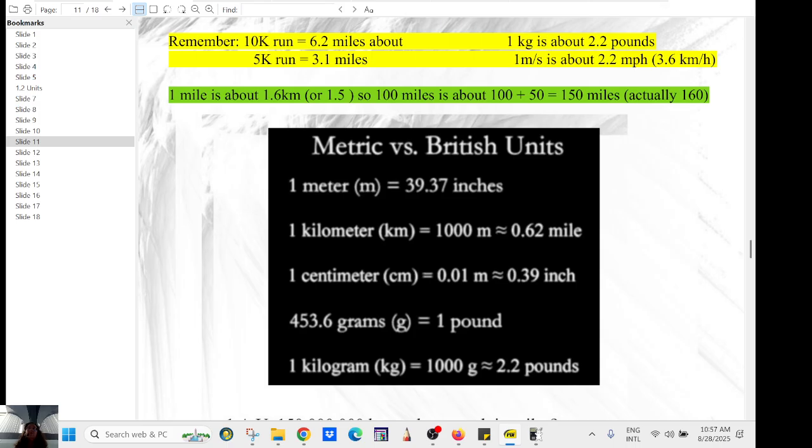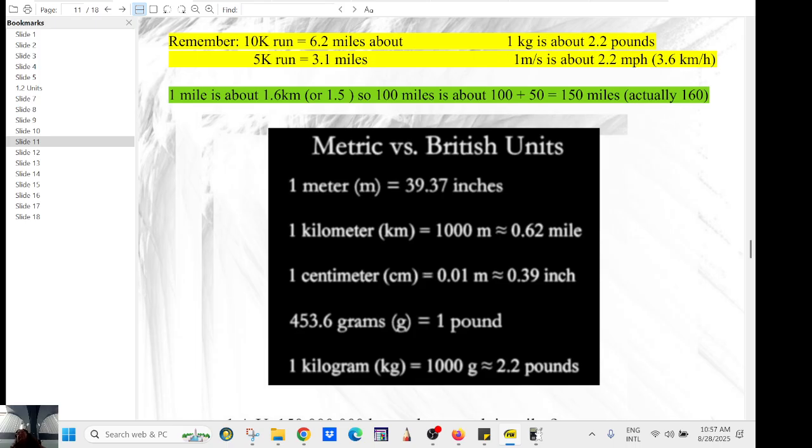Another thing to remember is that kilogram is a unit for mass. Mass is how much stuff. It depends on how many molecules are inside you. So if you go to the moon, you will have the same mass. But pound is a unit for weight in the British system. So it means how strongly gravity is pulling on you.